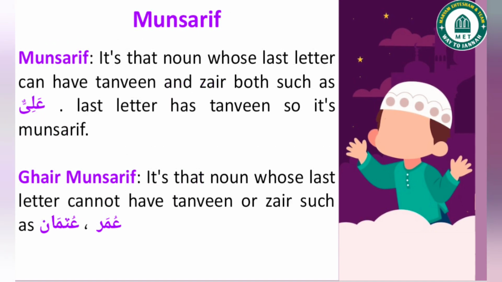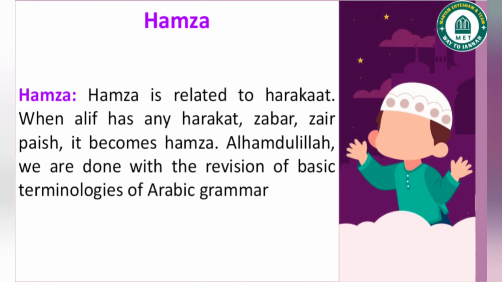Munsarif. It is that noun whose last letter can have tanween and zir, both, such as Aliyun. Last letter has tanween, so it is munsarif. Ghair munsarif. It is that noun whose last letter cannot have tanween or zir, such as Umar, Uthman. Hamza. Hamza is related to harakat. When alif has any harakat, zabar, zir, pesh, it becomes Hamza.